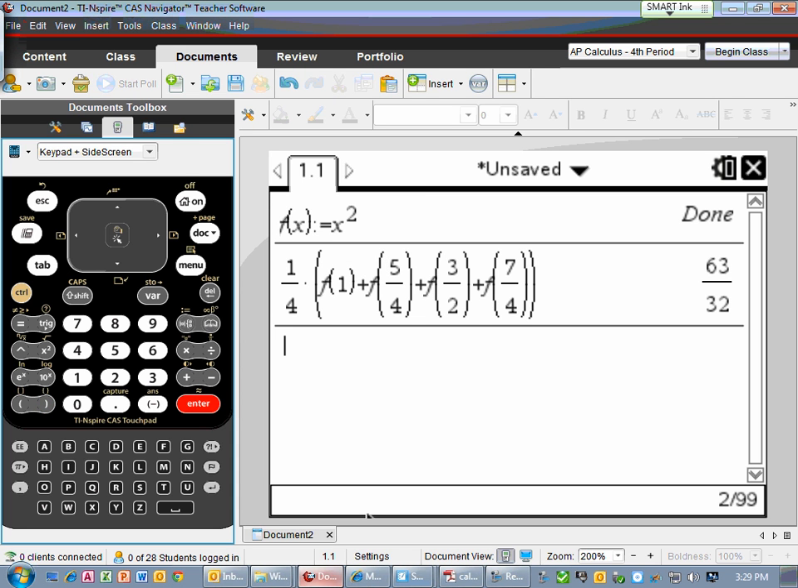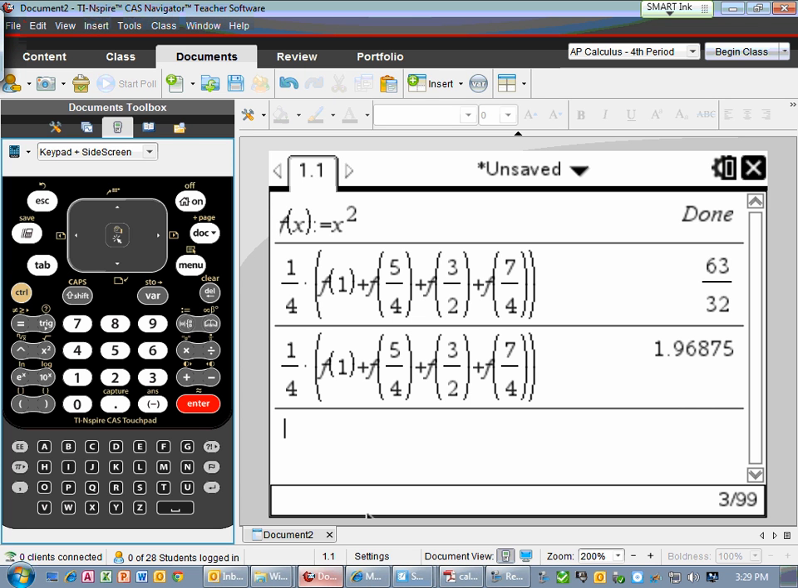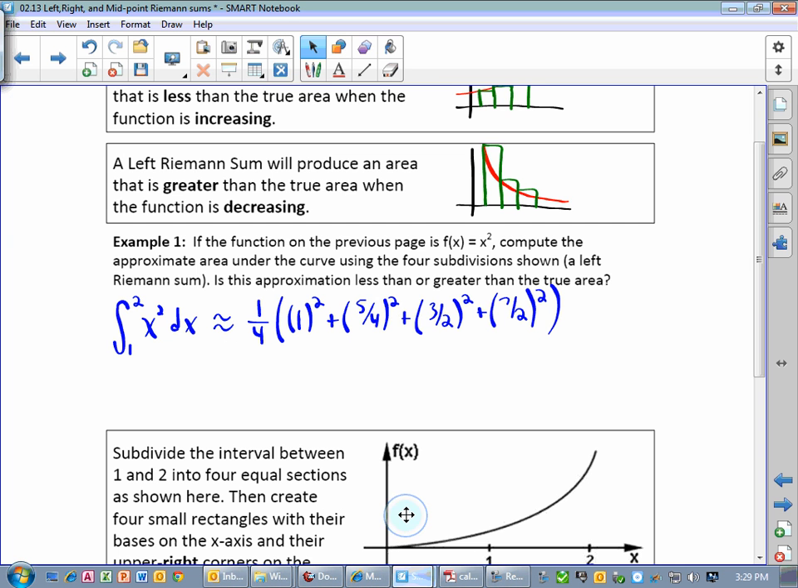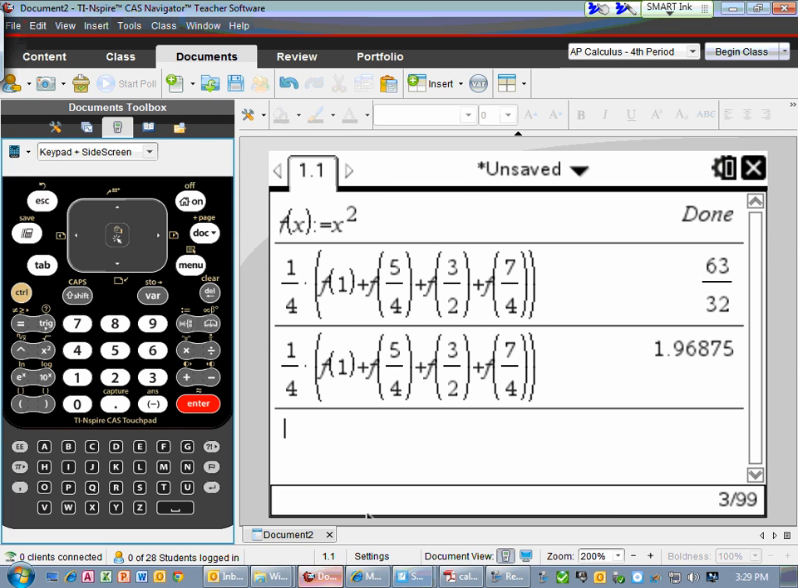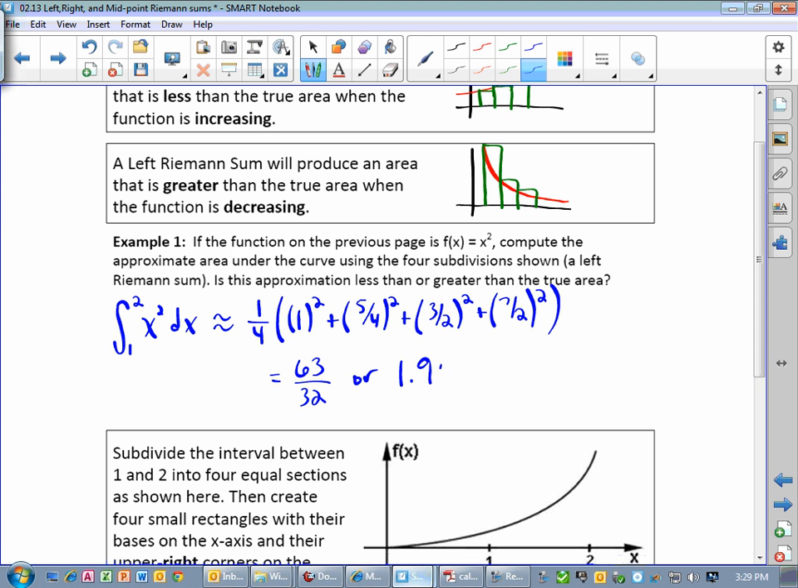And so we get an answer. And again, at this point, you just want to double check that everything you typed in is what you wanted to type in, because it's really easy to make a mistake typing in this calculator. Right? And so we get 63/32, or as a decimal by pressing Control Enter, we get 1.96875. So 63/32, or 1.96875. And either answer is okay.